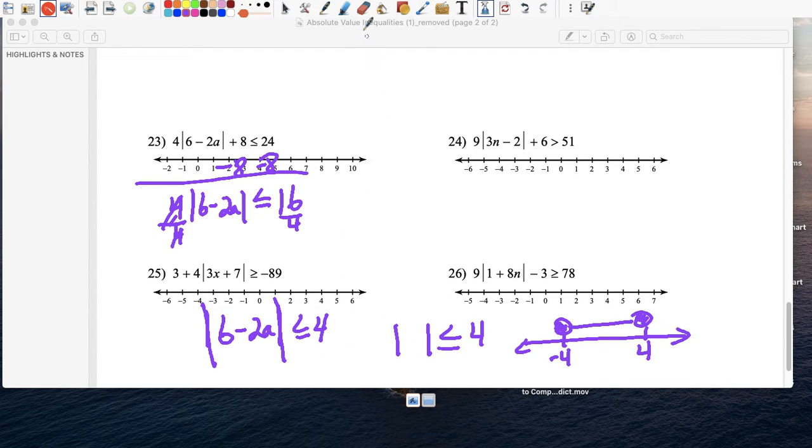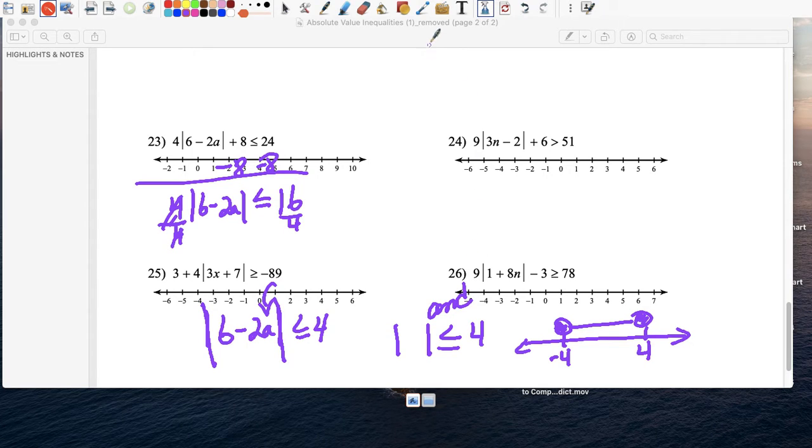Now let's get to the solving part. The solving part says, okay, now figure out all the values of a that will make that true. So can a be 100? Can a be negative 29.5? Give me the values of a that I can plug in here. Well, it's a compound inequality, right? Because it's an and problem.